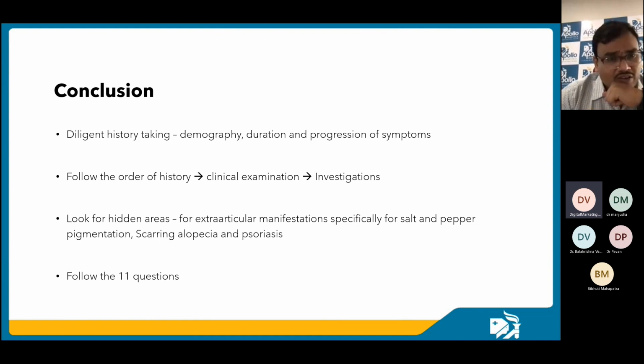And to diagnose a case of arthritis, we have to follow these 11 questions and answer these 11 questions, and your job with approaching a patient with arthritis is done.